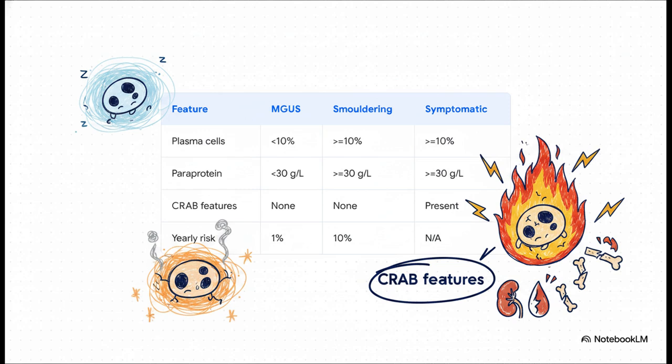This shows you exactly where the benign MGUS sits. You've got less than 10% marrow plasma cells, a very low paraprotein level, no CRAB features, and only a 1% yearly risk of progression. But look at the thresholds where it escalates. In smoldering myeloma, plasma cells hit 10% or more, and that progression risk jumps to 10% per year, though still no clinical symptoms. It finally ignites into symptomatic myeloma the moment those CRAB clinical features, the actual tissue damage, show up.